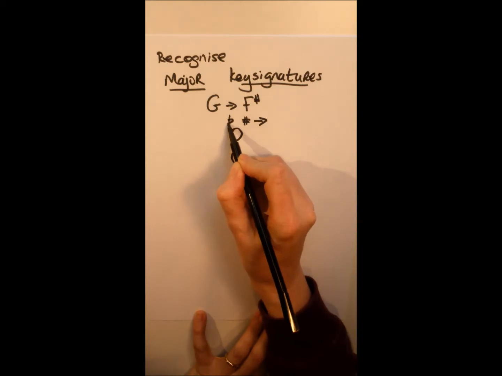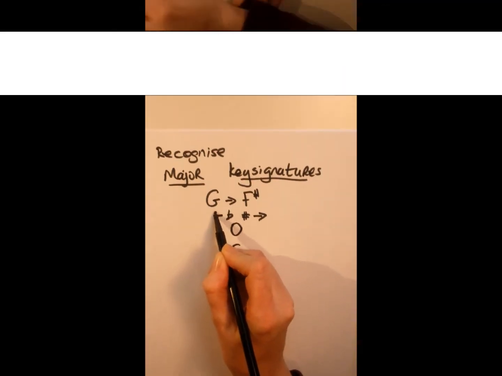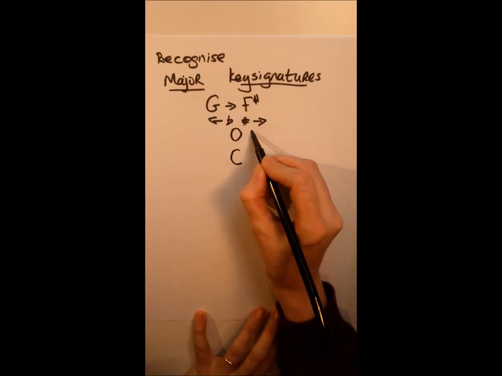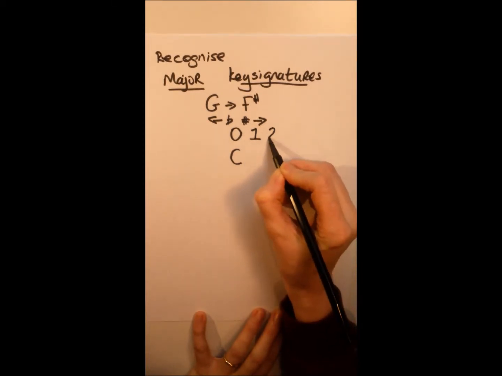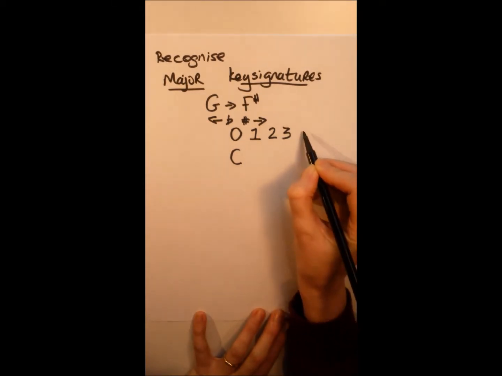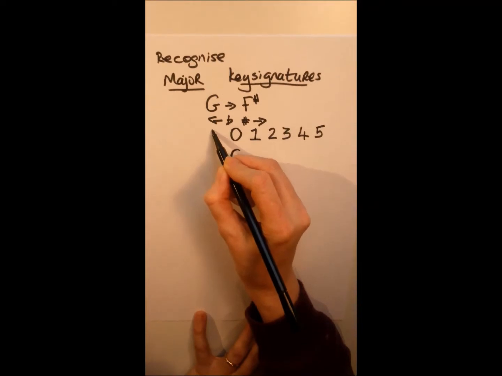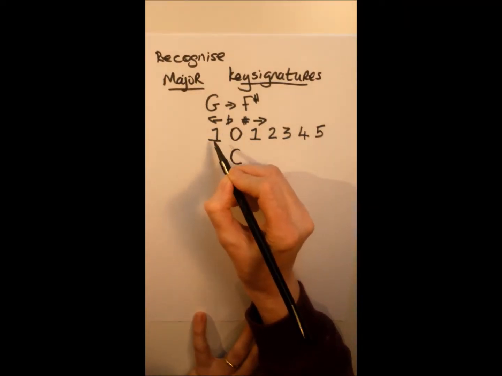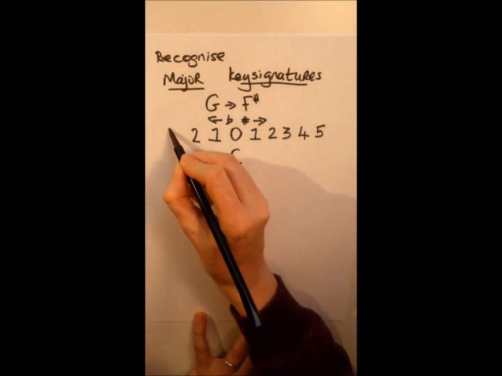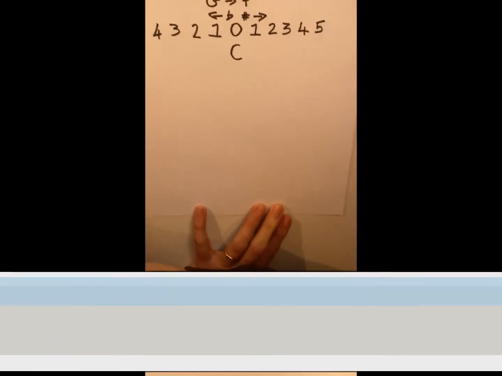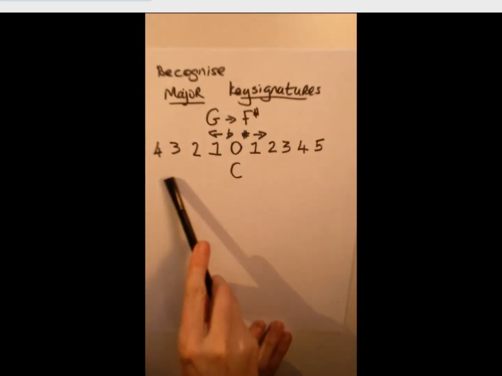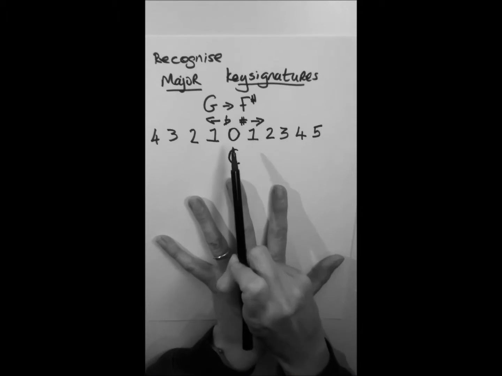The general rule is sharps always go up and flats always go down. So we want scales with 1 sharp, 2 sharps, 3 sharps, and we want scales with 1 flat, flats go down, 2 flats, 3 flats, etc., 4 flats. But how do we work out the scale names?